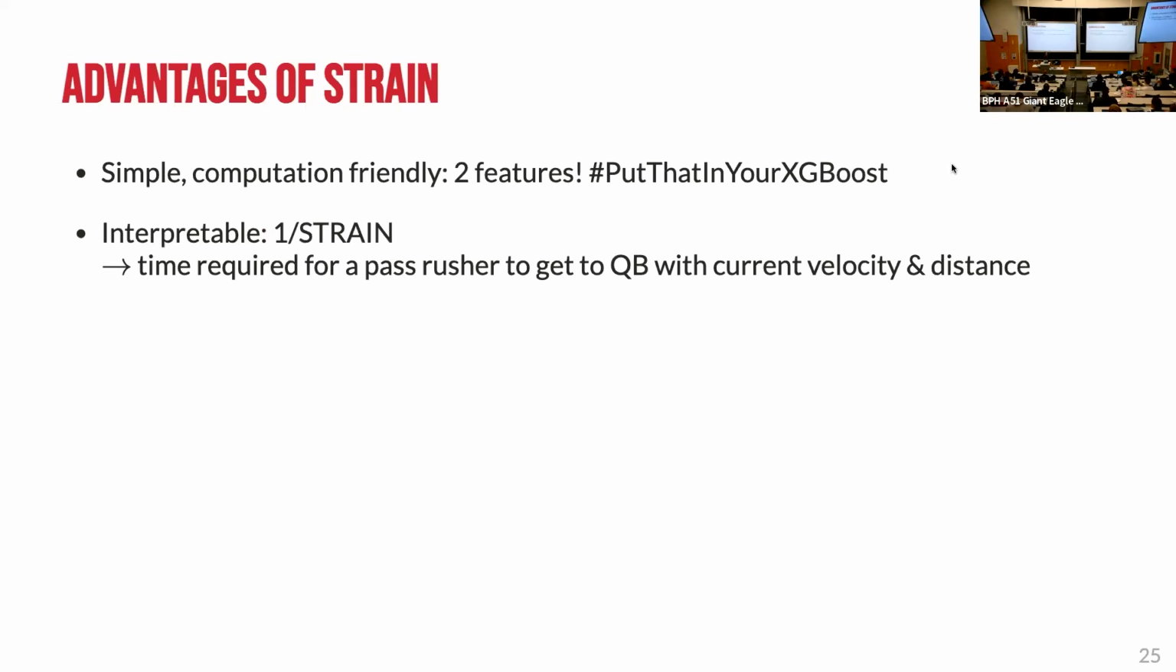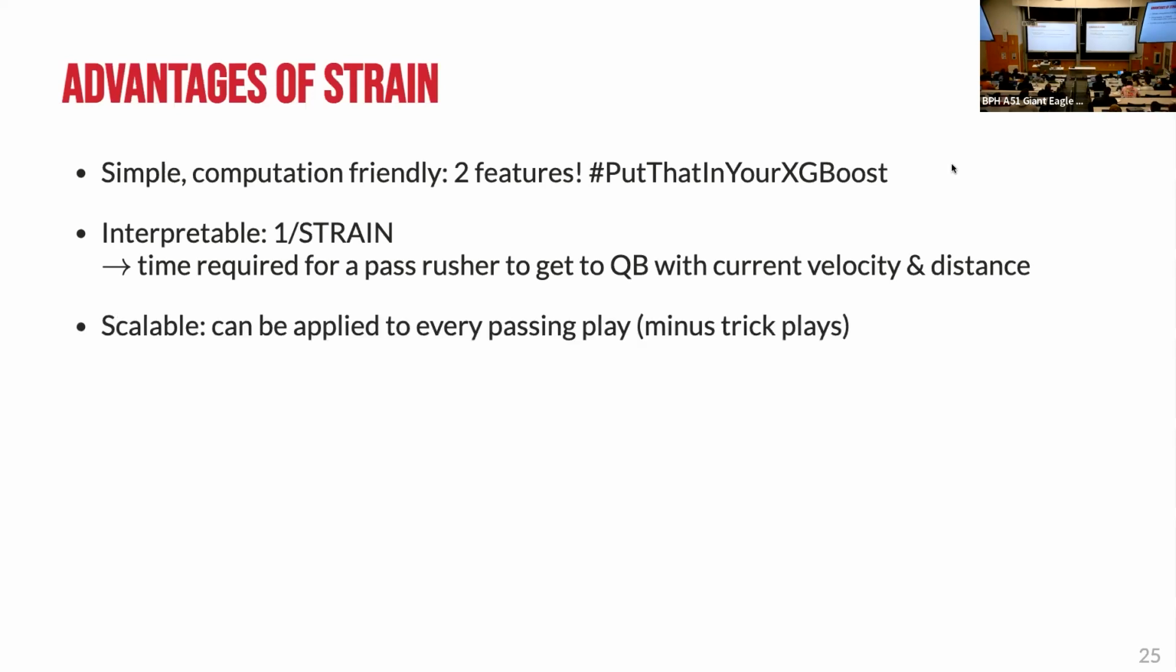The metric is also interpretable. Recall that strain is velocity over distance, so the unit is 1 over seconds. If we take the inverse of that, 1 divided by strain, we get a measure of time, right? Because it's 1 divided by 1 over seconds. We flip it, and it's just seconds, which is time. In particular, it's the time required for a pass rusher to get to the quarterback, given the current velocity and distance from the quarterback. We find it very intuitive and very easy to understand.